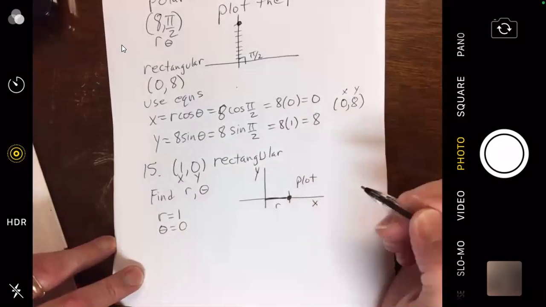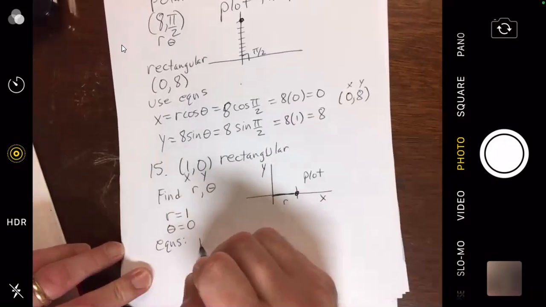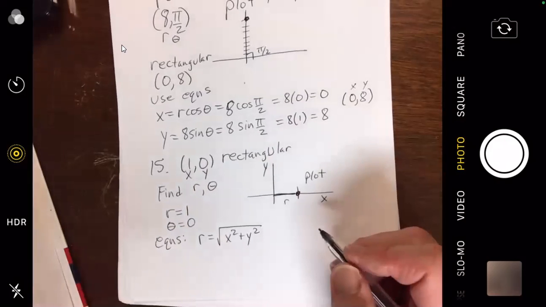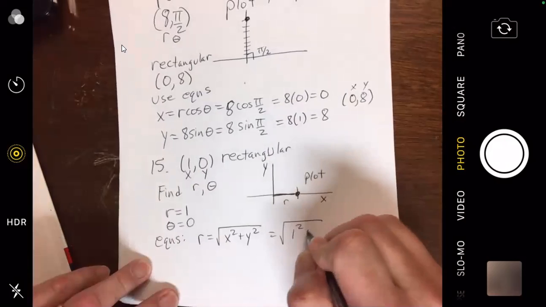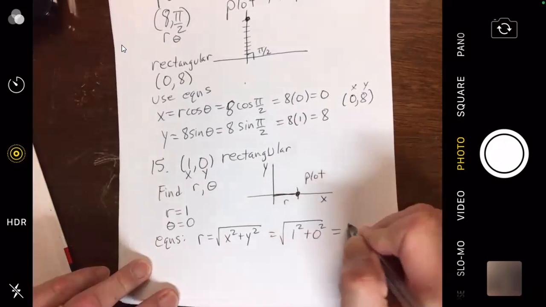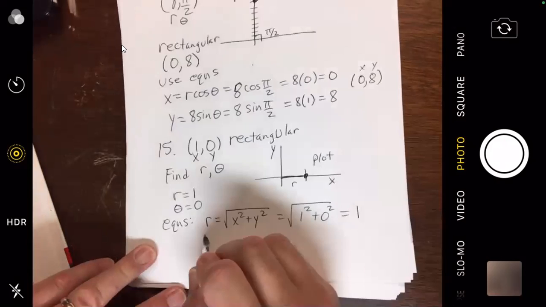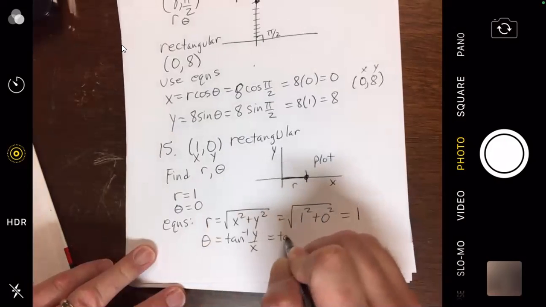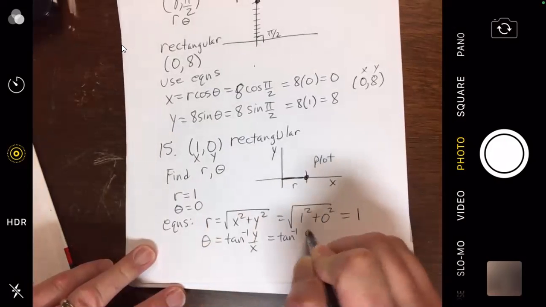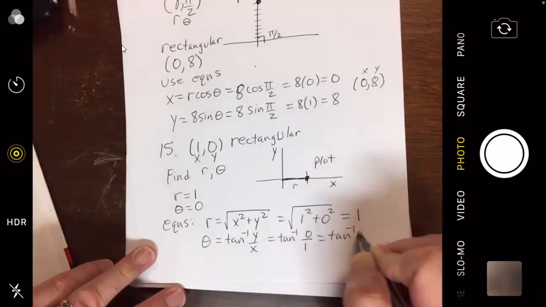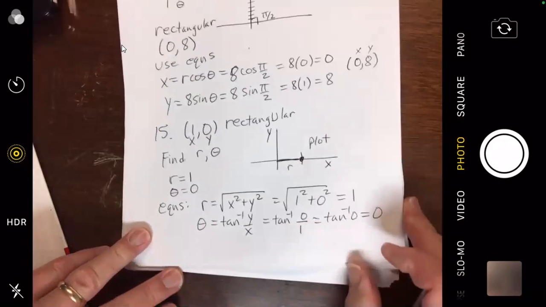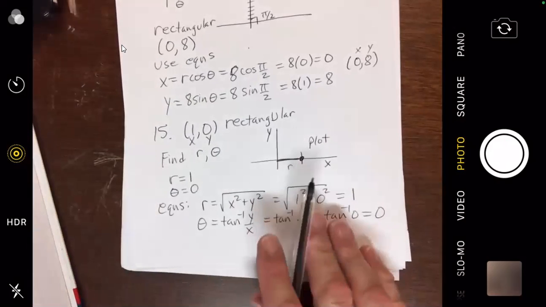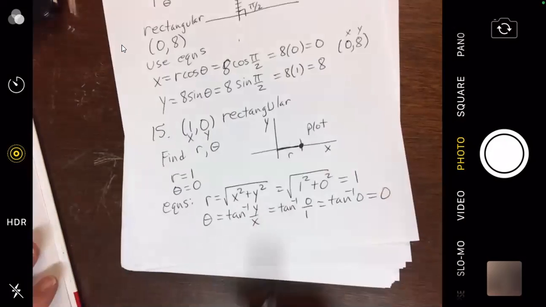If you want to use equations, R is the square root of x squared plus y squared. If you want to just blindly plug and chug and do equations, you have the square root of 1 squared plus 0 squared, and that would be 1. And your theta is the arctangent of y over x, which is the arctangent of 0 over 1, which is the arctangent of 0, which is 0. So equations work, but if you plot the points, now sometimes they give you nasty numbers and you have to use the equations.